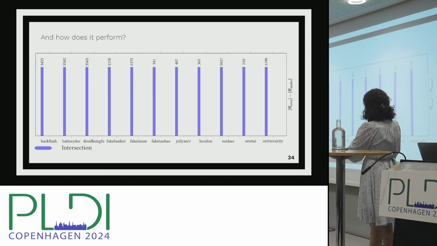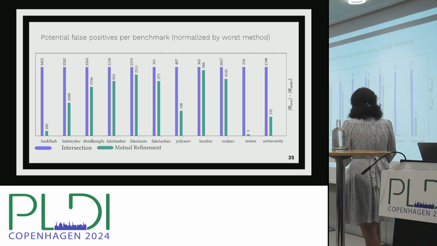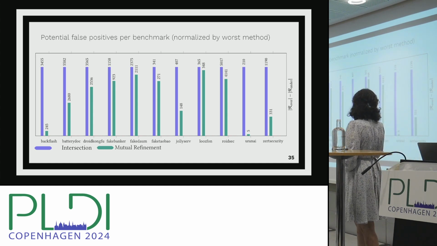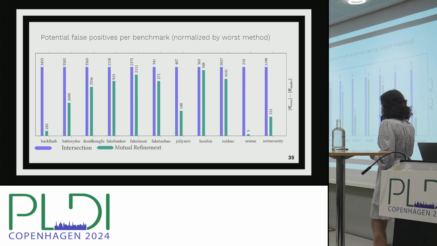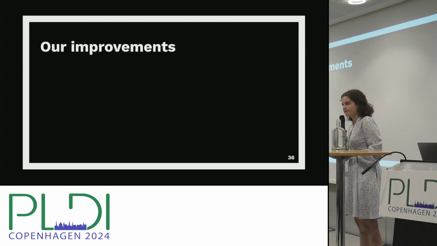But how does it perform compared to our previous intersection method? It's a significant improvement. Maybe half the paths here, half the potential false positives. So it's a decent improvement. Let's see how we can make that even better.